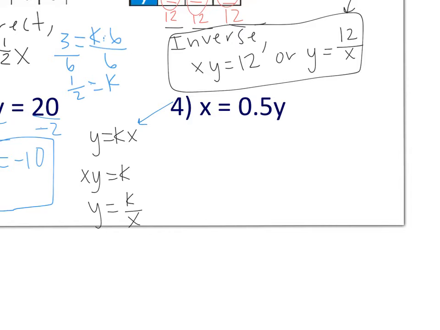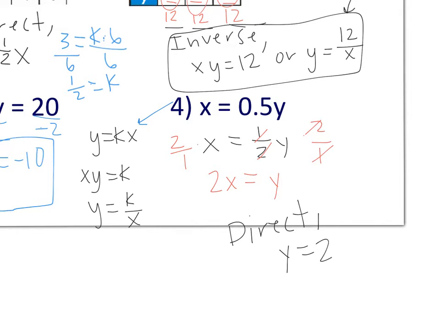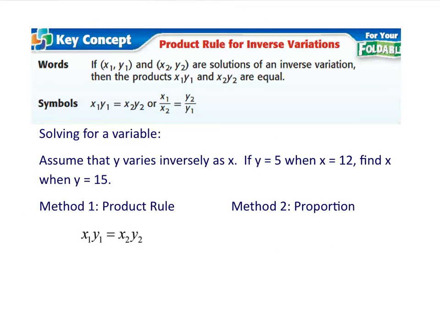So let's move the 0.5 over, and let's get y by itself and have that constant being multiplied with x. What I can rewrite this as to make this easier is x equals maybe 1/2 y. And now if I multiply by the reciprocal, I can get rid of that fraction and get y by itself. So I have to multiply by 2 over 1 here. So 2 over 1 times x is 2x. So I would write here for my answer, direct variation, because y equals 2x. And that's the equation for direct variation. So that's why our answer is direct.